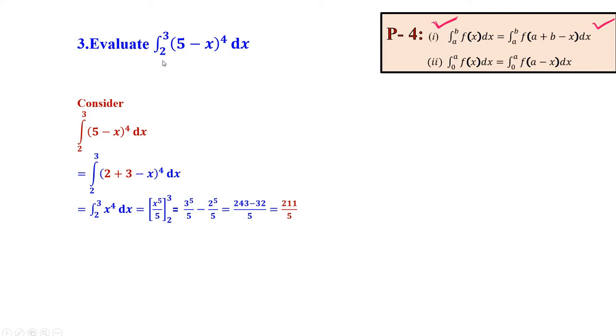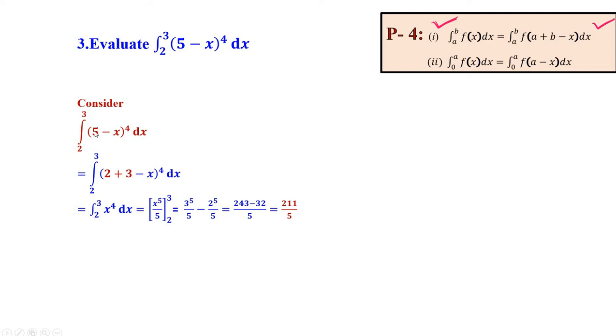You're given, evaluate this integral between 2 and 3, (5 minus x) to the power 4. One way of doing this is to expand this binomially. You will have 5 terms, integrate with respect to x, and then substitute the upper and lower limits. So it will be tedious. It is not tough, but it is tedious. So we consider integral 2 to 3, (5 minus x) to the power 4 dx.